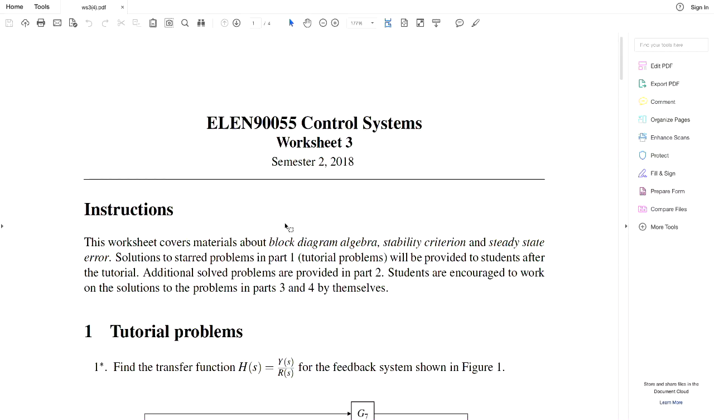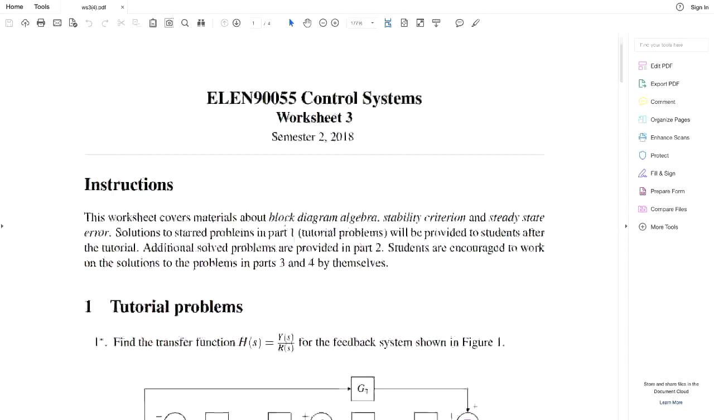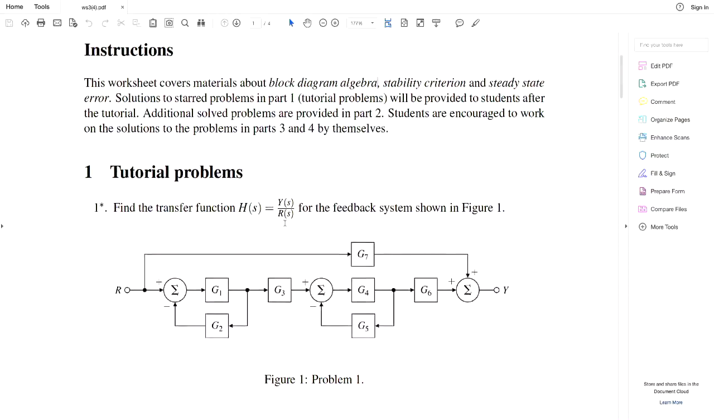Good afternoon, everyone. Thanks for coming to the tutorial session. In this tutorial, we'll be focusing on problems from block diagram algebra, and also we will be looking at cases for stability criteria and also finding out steady state error in a system. So let's start with question 1.